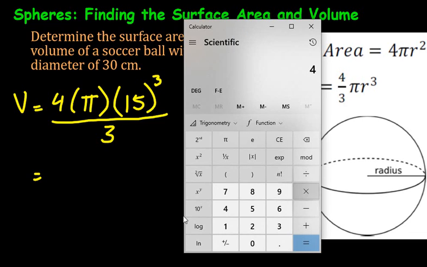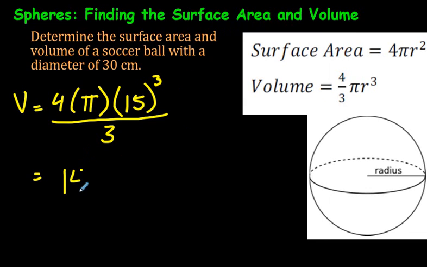Okay, so it's 4 times 3.14 times 15. And I could multiply it 3 times, but I'm going to look for an exponent button, which I see is right here. So 15 exponent 3. And I'm going to hit equals. There's our number on top. And now we take that number and divide by 3. And we get 14,130. And once again, that's centimeters.